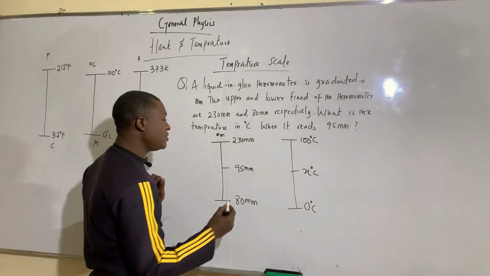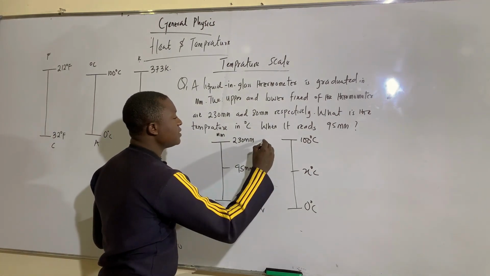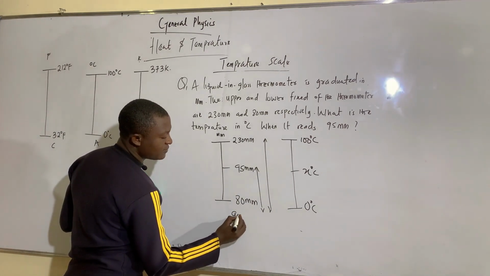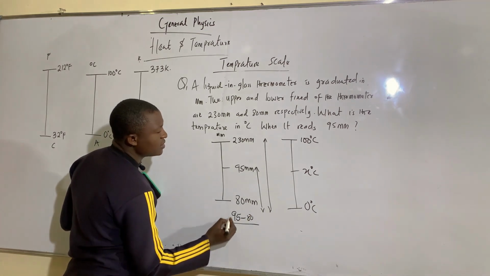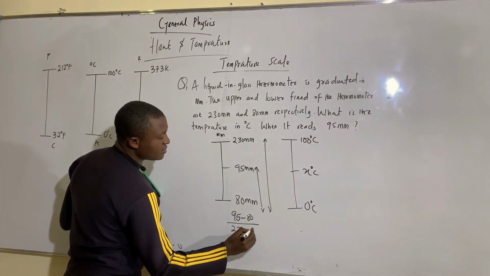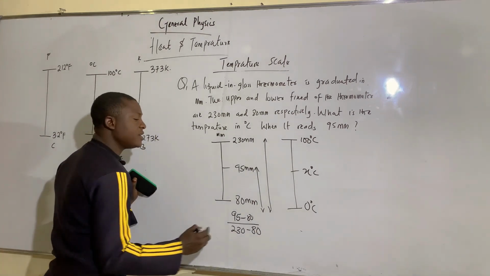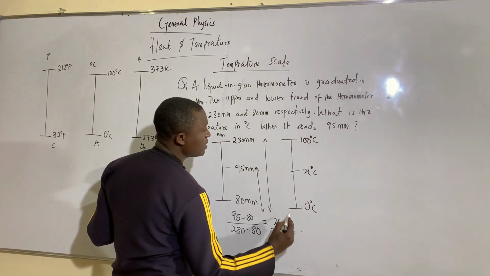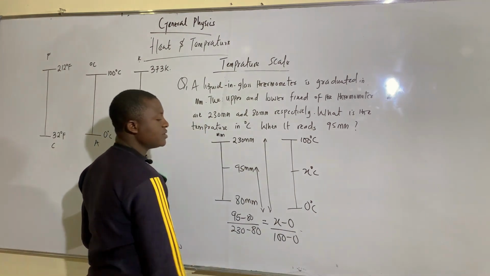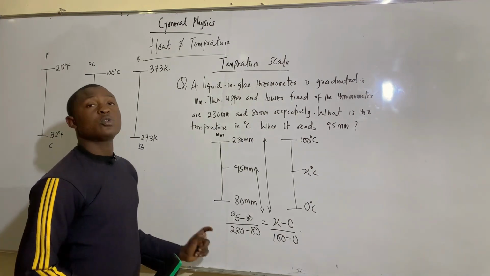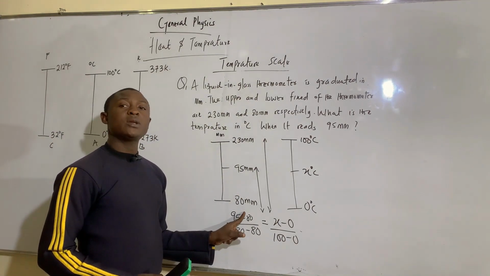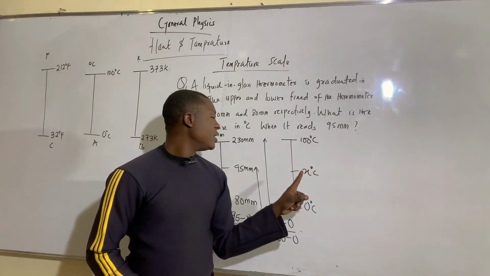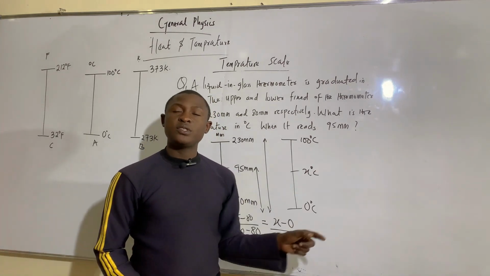You can see it's just a simple problem. Just compare the two sides the way I break it down, from here to here, and here to here. So what are we going to have now? We have 95 minus 80 divided by 230 minus 80 for this side, equal to, for the Celsius scale, x minus 0 divided by 100 minus 0. I hope you are following. You're just comparing the two sides.